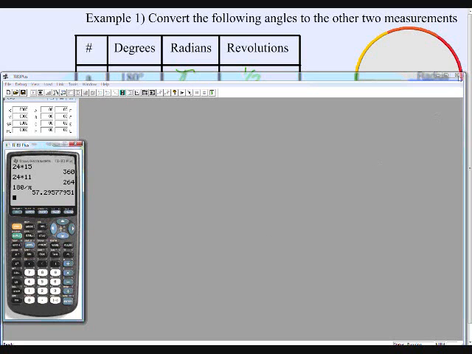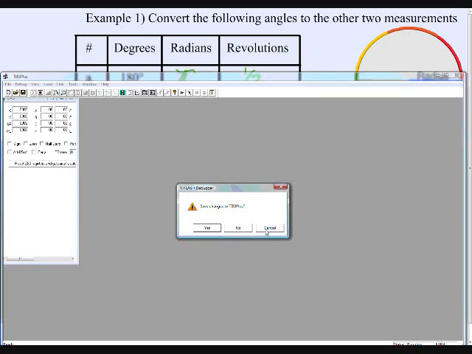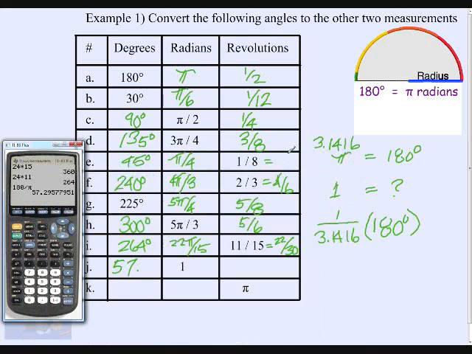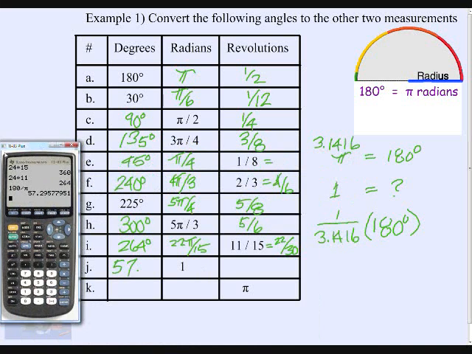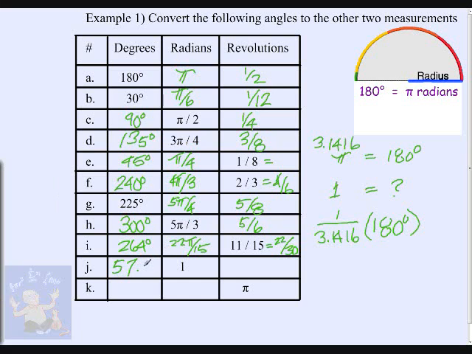Let's call it 0.3. And how many revolutions will that be? This is tricky, isn't it? How many revolutions will that be? Well, it'll be 57.2958 of 360. That'll be how many revolutions it is.